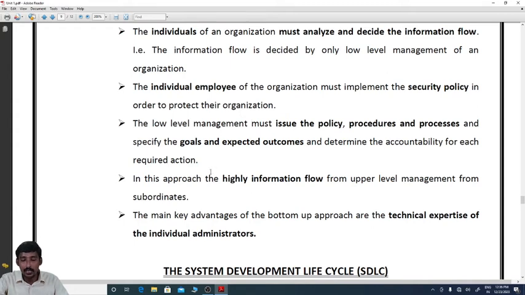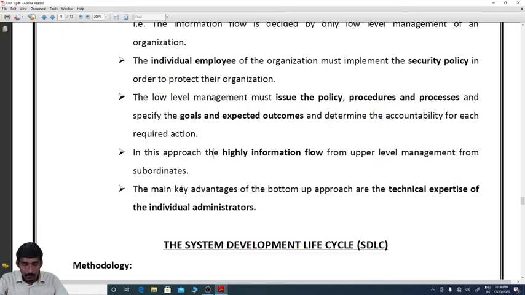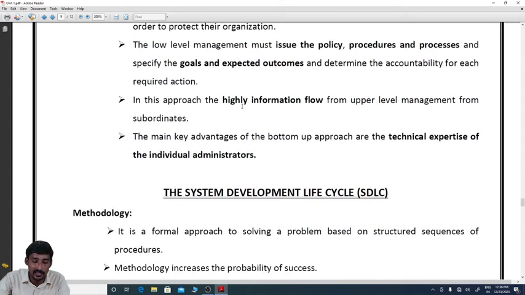Here a high information flow will take place, and the bottom-up approach will be used for key technical expectations. It means that technical information needs to be shared with all the employees, so for sharing technical information, the bottom-up approach is the applicable one.